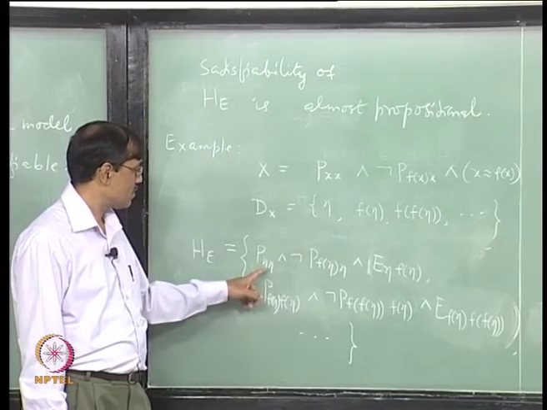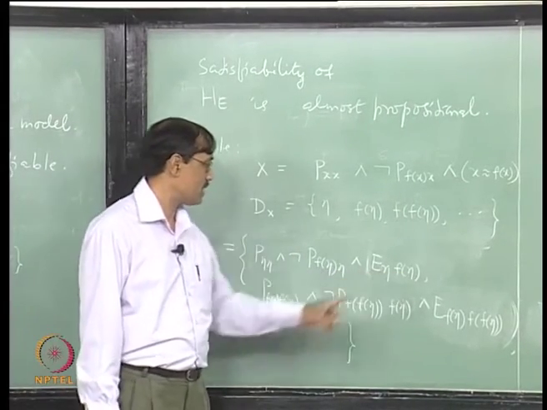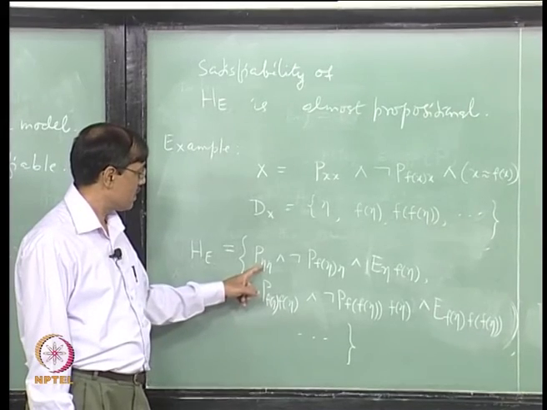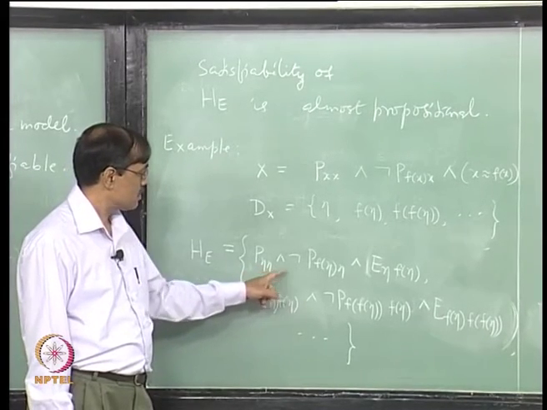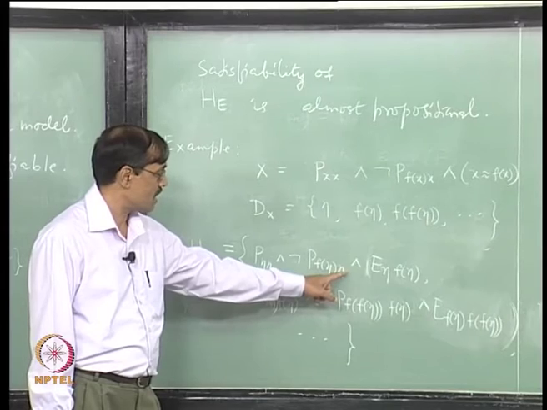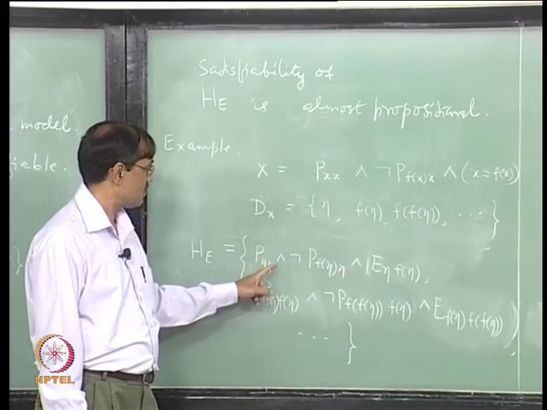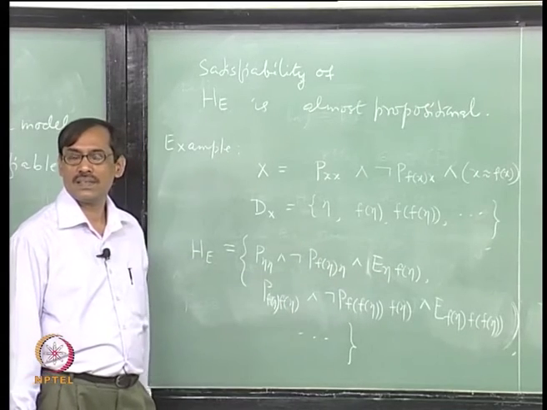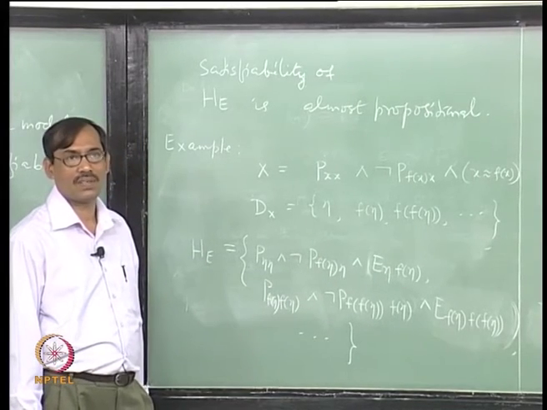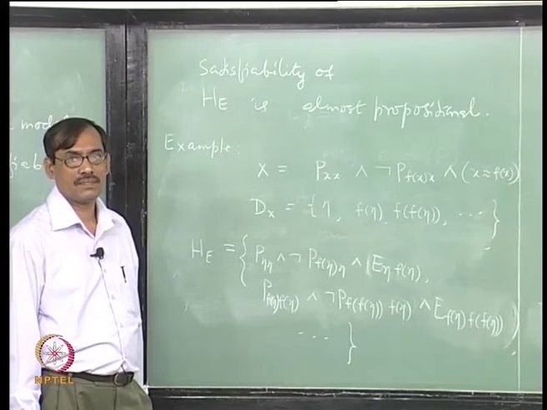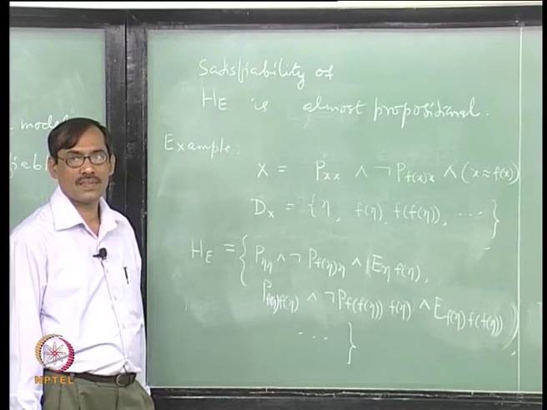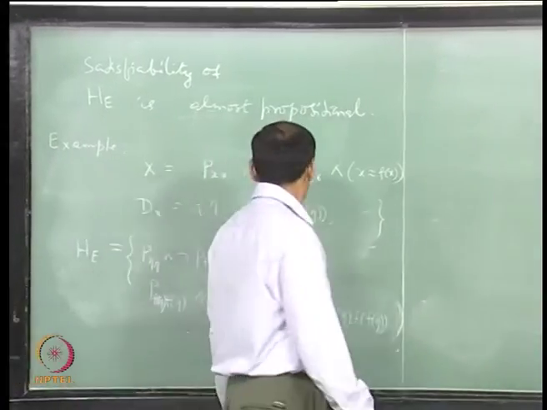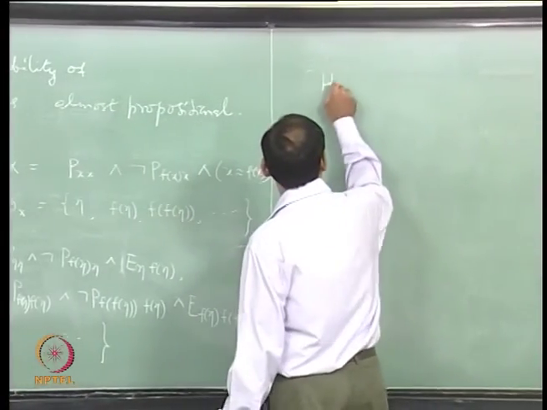So, then here what we do is eta and f of eta can be substituted for each other. So, I can write here f of eta, I can write this eta as f of eta. So, I get p f of eta and not p f of eta, right. That leads to unsatisfiability. Is that okay? So, H e is unsatisfiable.